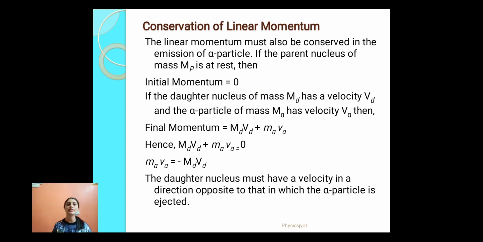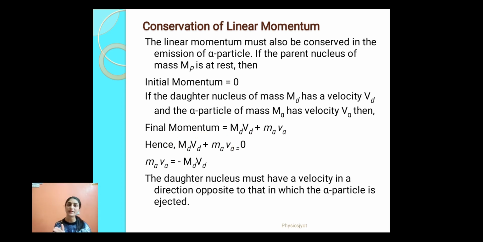If the daughter nucleus has mass md and velocity vd, and the alpha particle has mass m alpha and velocity v alpha, then the final momentum will be md vd plus m alpha v alpha. Now for the conservation of linear momentum, initial momentum equals final momentum. Initial momentum is 0, which equals the final momentum, that is, md vd plus m alpha v alpha.